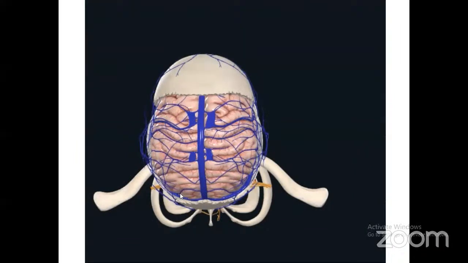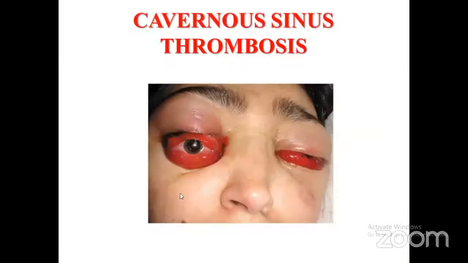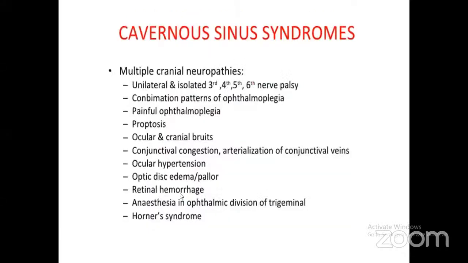Hope it is clear to you. We have seen the diagram in the image and in the animation. And coming to the important clinical conditions, the cavernous sinus thrombosis.